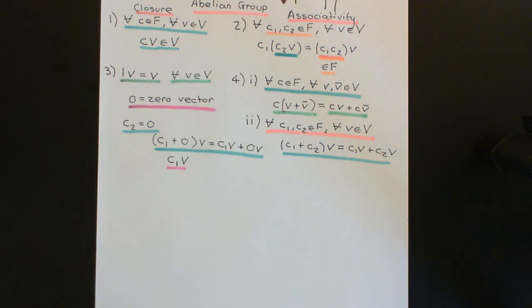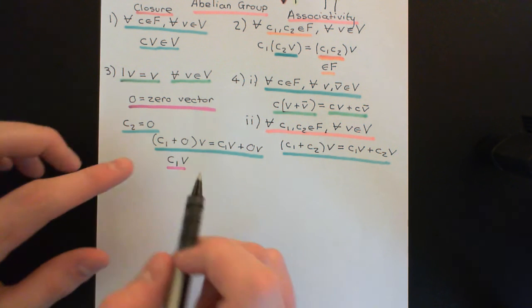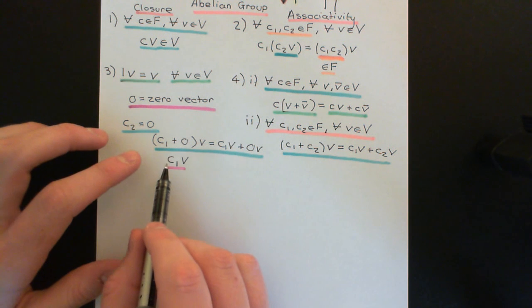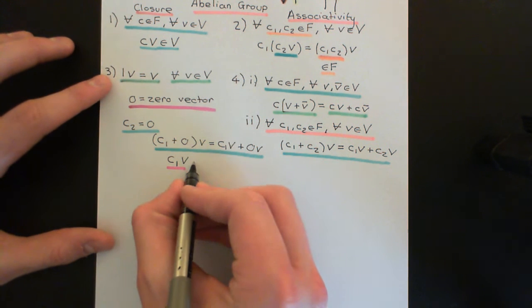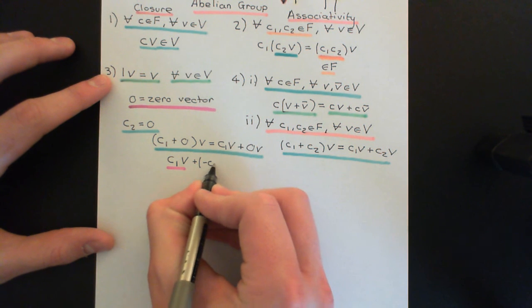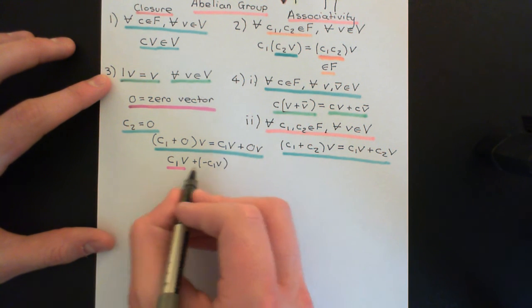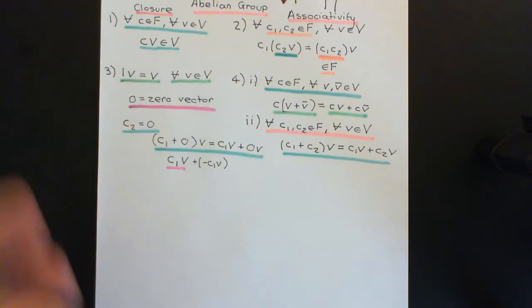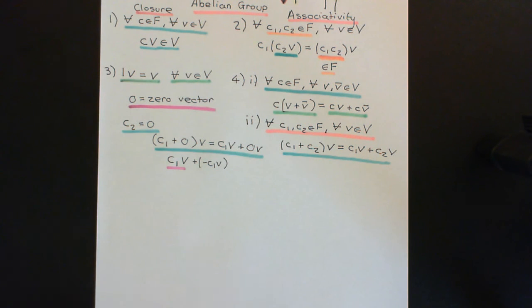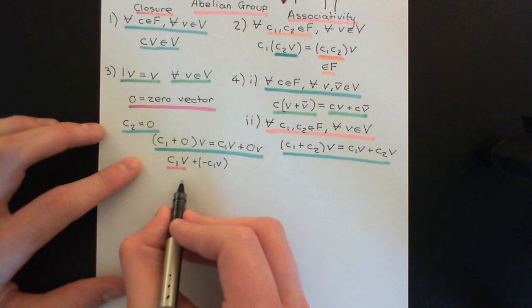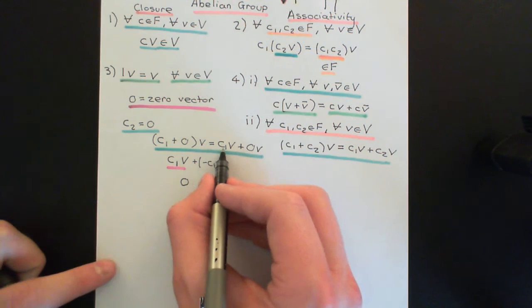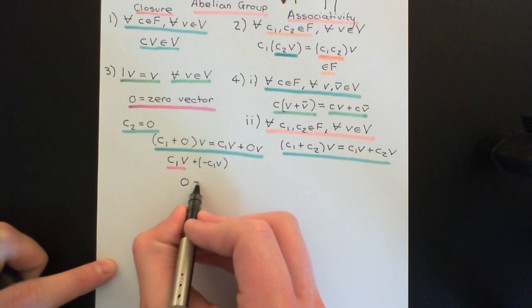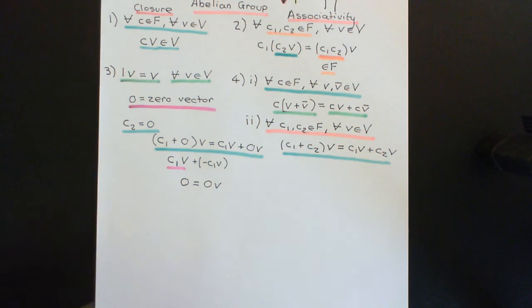But because our vector space addition law is an abelian group, it's going to have additive inverses, so we can now just compose on either side with the additive inverse of C1 times V. So I'll just have plus negative C1 times V, the additive inverse of C1 times V in my vector space. So on this side then, I will get the 0 vector, the additive identity in my vector space. On this side, the C1 times V will vanish, and I'll just be left with 0 times V.